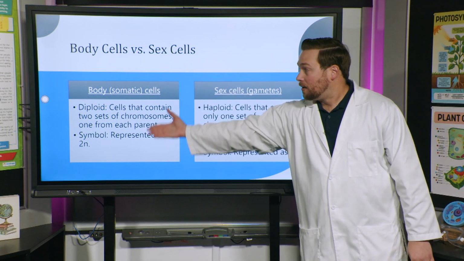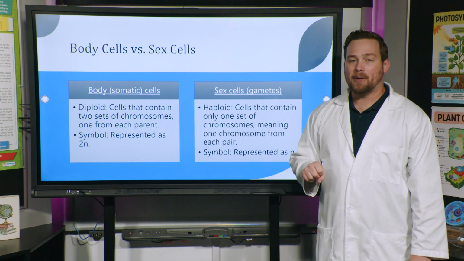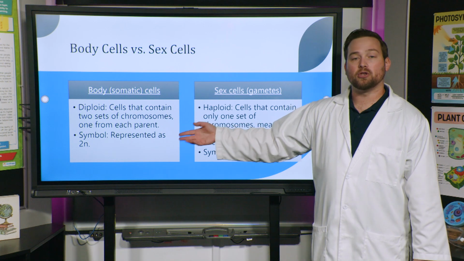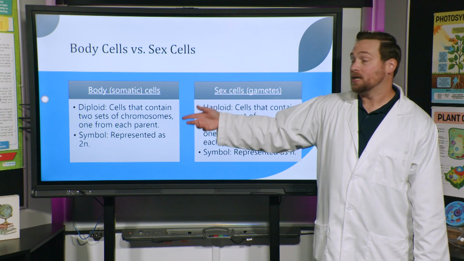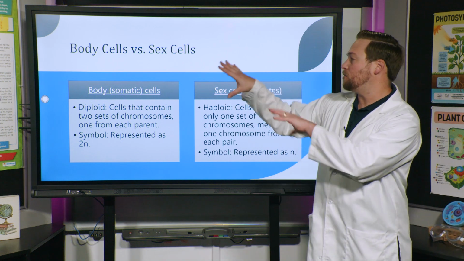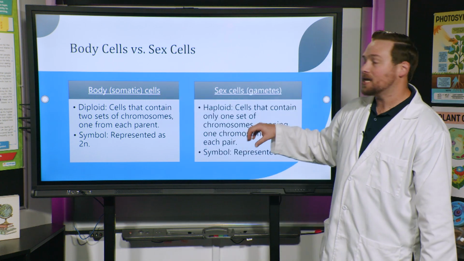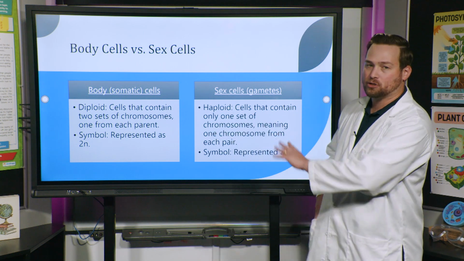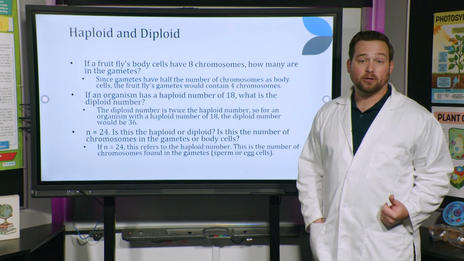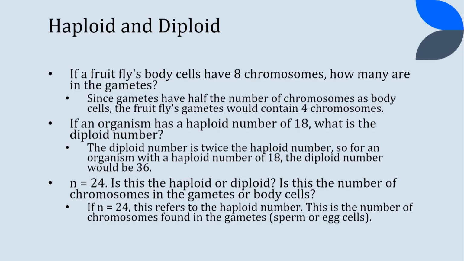Okay, the body cells are diploid, and that DI kind of makes me think of a duplicate. And that means that for each chromosome, you have a backup. You have a duplicate. You have one from mom and one from dad. Okay, so you're going to hear me use a lot of these different words today, somatic and gamete, haploid, diploid. So I just wanted to make sure we talked about that right off the bat. Okay, let's get into a little bit more detail between the haploid and the diploid cell. Okay, and here are some examples.